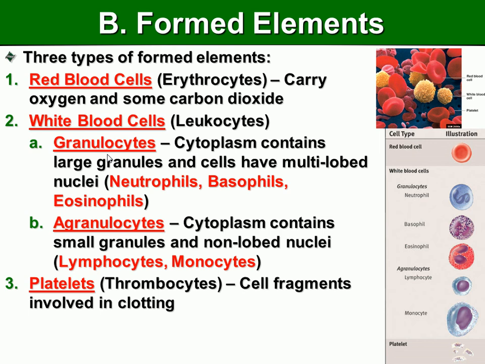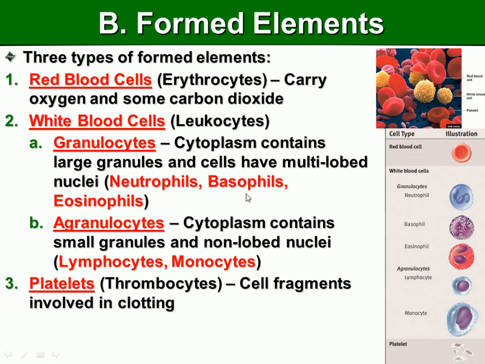The second type of cell that is found inside the blood are the white blood cells. The white blood cells are also known as the leukocytes, and you can classify the different types of white blood cells by whether they have granules or not inside those cells. So when you find large granules inside those white blood cells, you will classify them as granulocytes. Okay, so with granules, they are granulocytes. Without any granules, they are called agranulocytes.